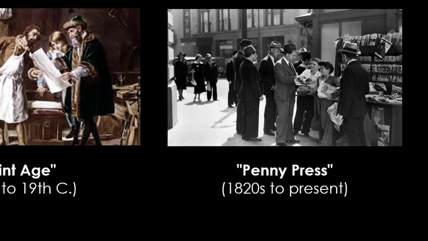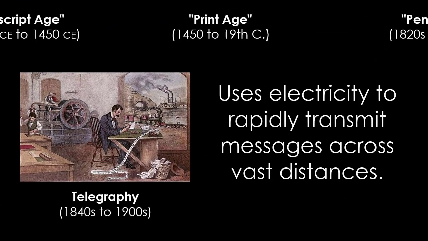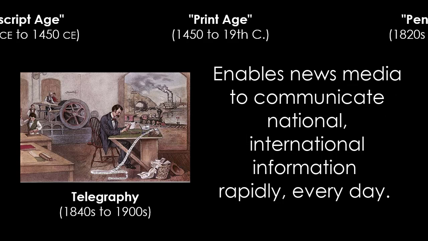Now, around the same time, we have the development of the telegraph. And so being able to send messages through wires via the growing power of electricity means that those penny presses are going to be able to have information from one side of the country being transmitted to the other side of the country reasonably instantaneously, which means that newspapers are going to be able to communicate truly national news.